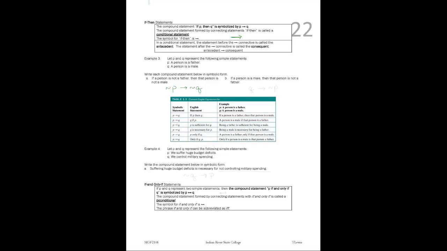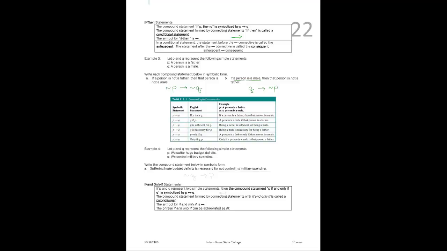How about B? If a person is a male, then the person is not a father. Our antecedent is "a person is a male," which we call Q, arrow, and then tilde P. So I want you to see all of the equivalent or common statements that represent if-then.